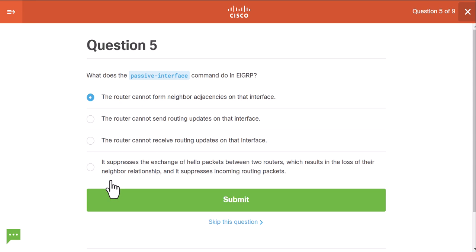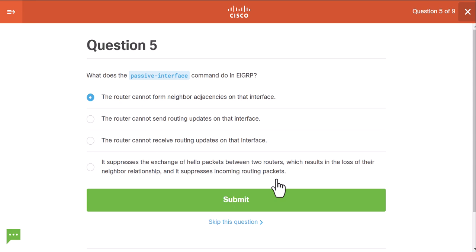Okay, so this is an interesting option as well. The router cannot form neighbor adjacencies on this interface, and it suppresses the exchange of hello packets between two routers, which results in the loss of their neighbor relationship. How is this different from the first option, I'm wondering? And it suppresses incoming routing packets.